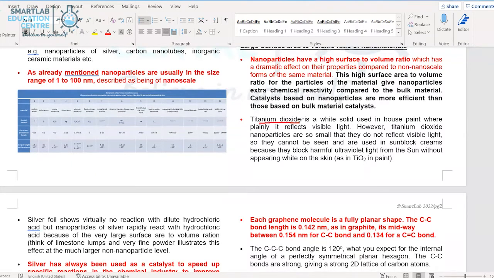For example, titanium dioxide. Titanium dioxide nanoparticles are so small that they do not reflect visible light, but they are used in sunblock creams because they block ultraviolet light from the sun without appearing white on the skin.